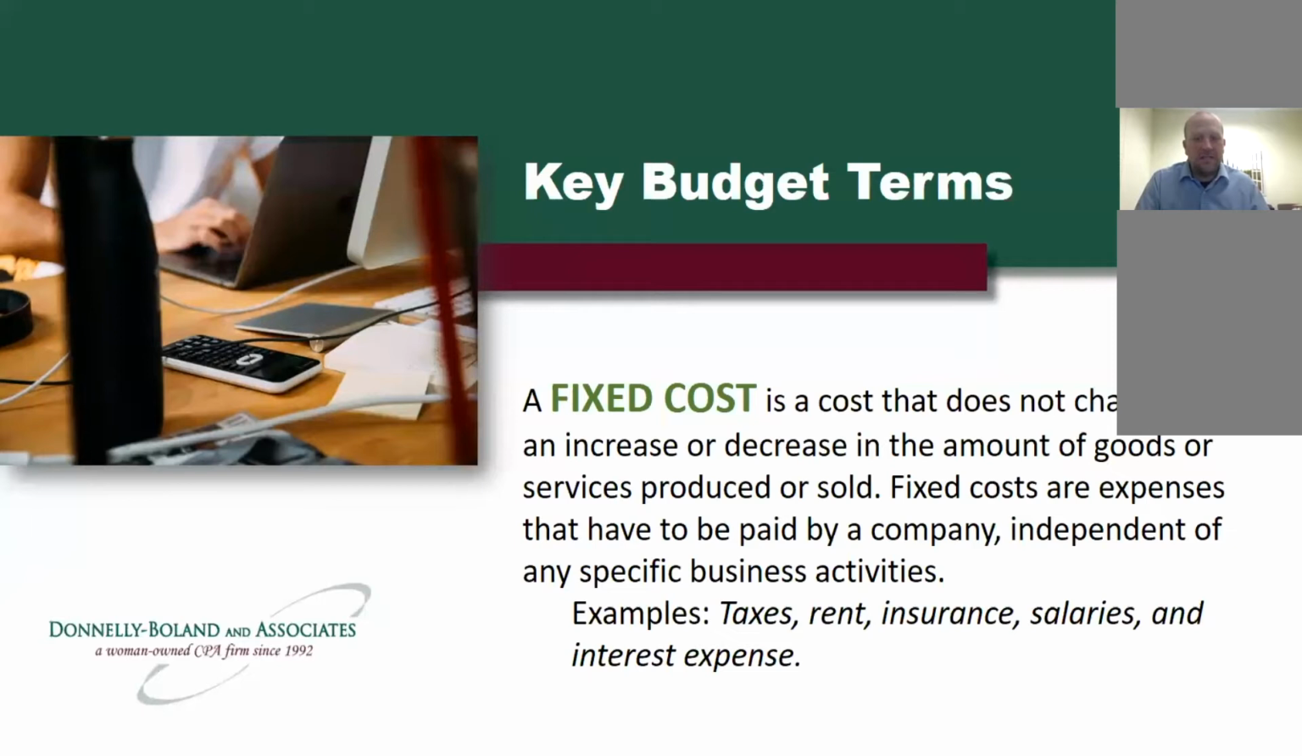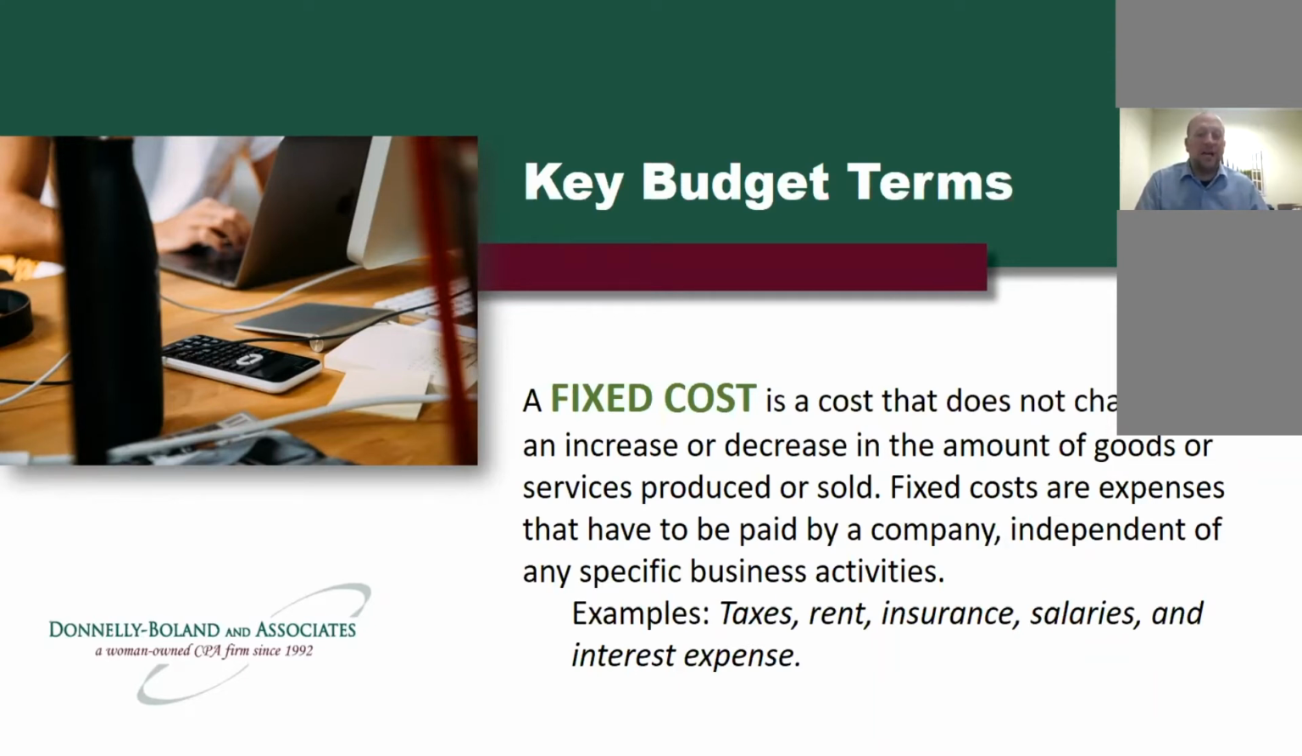A fixed cost is a cost that does not change with an increase or decrease in the amount of goods or services produced or sold. Fixed costs are expenses that have to be paid by a company independent of any specific business activities. Some examples of fixed costs are rent, insurance, maybe administration salaries, interest expense, utilities. They fluctuate based off of the time of the year, but ultimately are a fixed cost and you have to pay them. And a good one is property taxes. All of these examples are expenses that remain constant for a period of time, and these are definitely the easiest items to predict and budget.